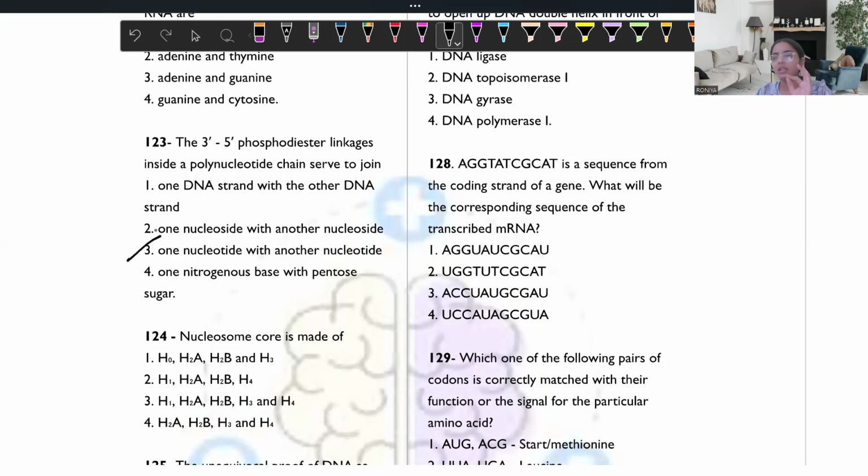If you don't know the DNA structure so well, I'll tell you one simple trick. What it is saying: 3' to 5' phosphodiester linkages inside a polynucleotide chain serve to join. Polynucleotide chain means you will have nucleotides. So what will it serve to join? One nucleotide to another nucleotide. Understood? The third option is the correct answer.